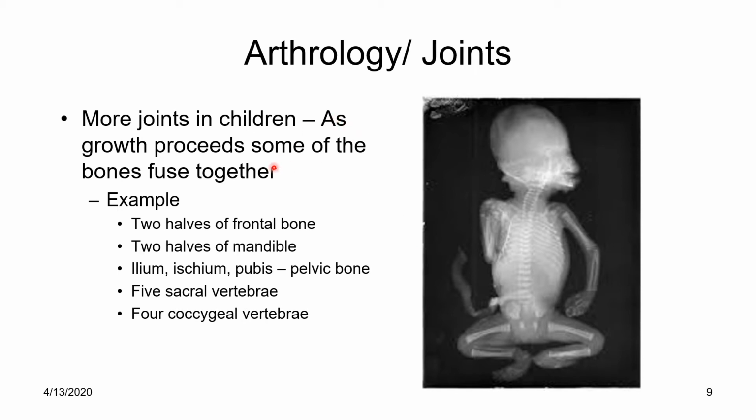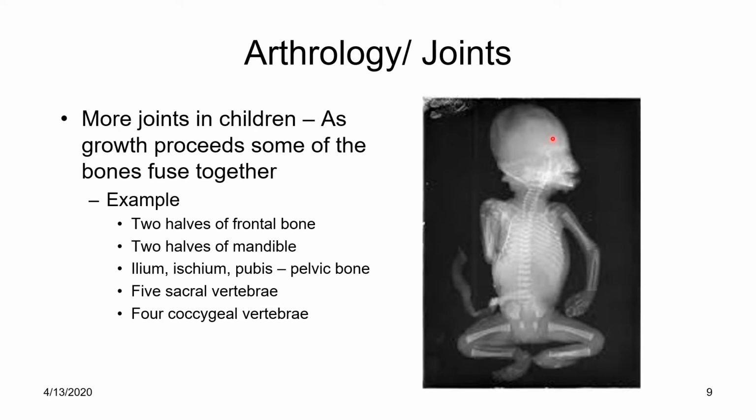As growth is proceeding, some of the bones in the children fuse together. You are seeing the X-ray of the skeleton of a newborn child. Here you can see there are certain areas where the number of bones is greater. Let us see the examples.